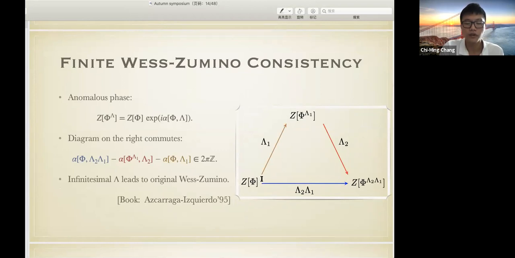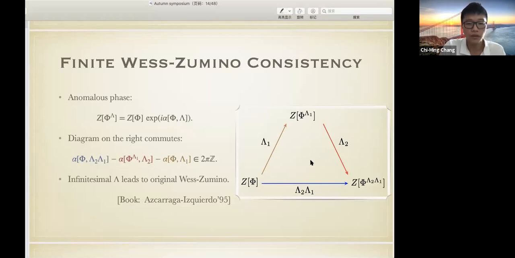So if we start with some partition function that depends on the background field and apply a background gauge transformation, basically following this blue arrow, with the parameter of the transformation being lambda 1 times lambda 2, we get another partition function that would be the original one times a phase. But now if we go in another route and first do a background transformation of lambda 1, and then do a background transformation of lambda 2, we will get two other phases. So the phase is given here.